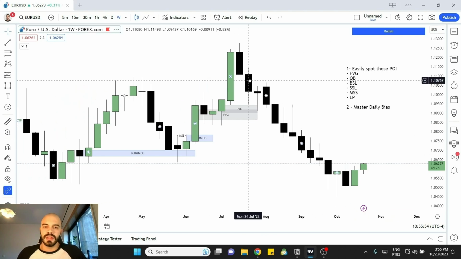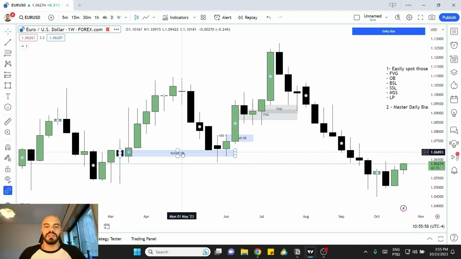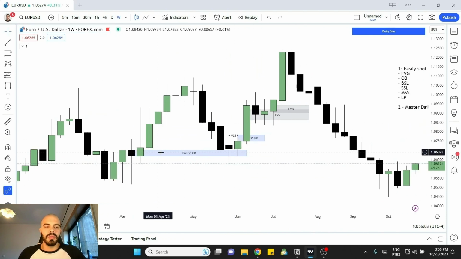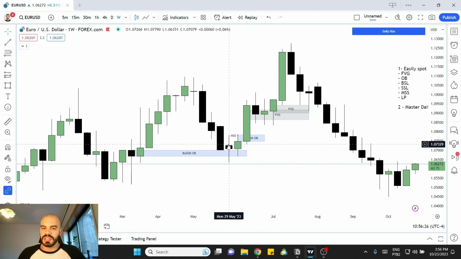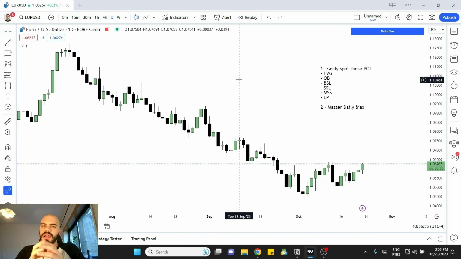So for example, here in this weekly bullish order block, we know the concept of the order block. We know that this is a bullish order block, and we know that once price comes down here, we should expect a bounce in the price. We should expect an up movement. It's not necessarily going to go up that high, but we should expect some bullishness in this zone right here. But how do we master the daily bias properly?